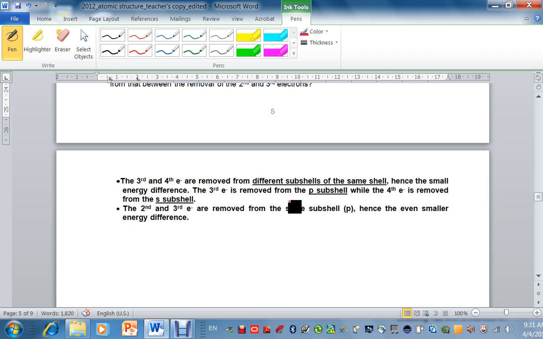Okay, so the answer is here. The 3rd and 4th electrons are removed from different subshells. There's a change from p subshell to s subshell. So that's why there's a small jump. So for this graph, you need to understand 3 things. One, the general trend: why is there a general increase? Then secondly, the big jump due to change in quantum shell, and a small jump due to change in subshell.